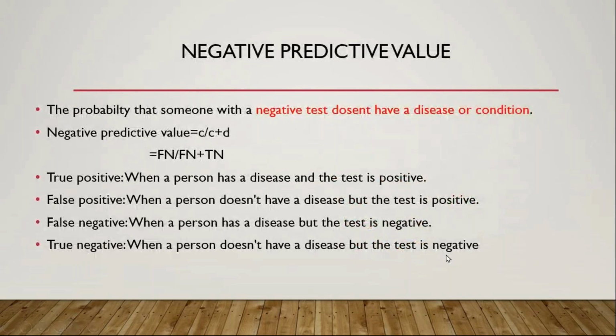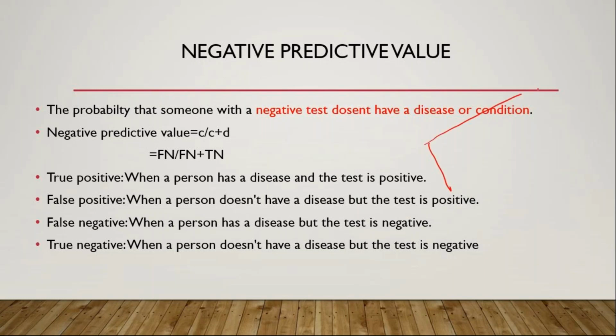So next is the negative predictive value. What is negative predictive value? The probability that someone with a negative test doesn't have a disease or condition. So negative predictive value is the negative test that doesn't have a disease or condition. So how do you define negative predictive value?